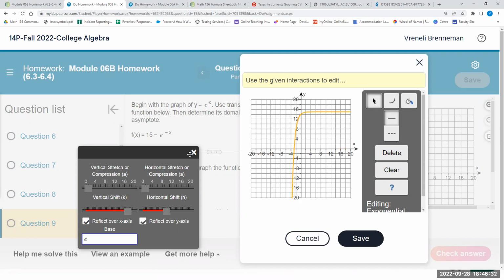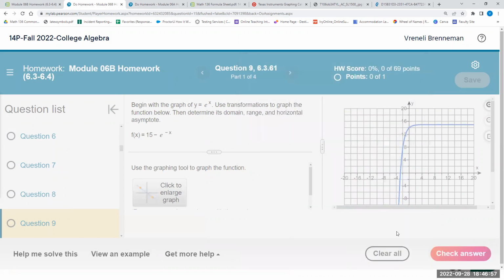So that's the process you want to go through of everything that makes this function different from the beginning graph of e to the x. It has to do something in one of these tools. Now this one already gave and started with the correct base. The next tool I'm going to show you, you have to put in the base. So you have to watch for that.